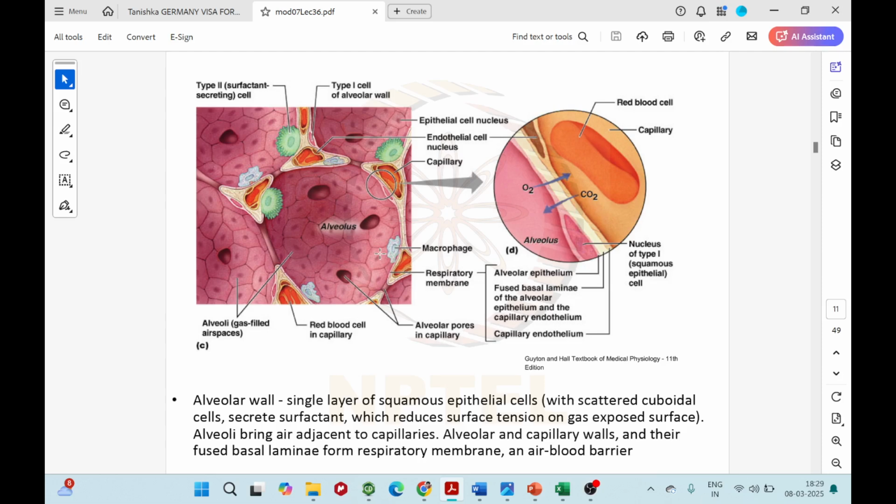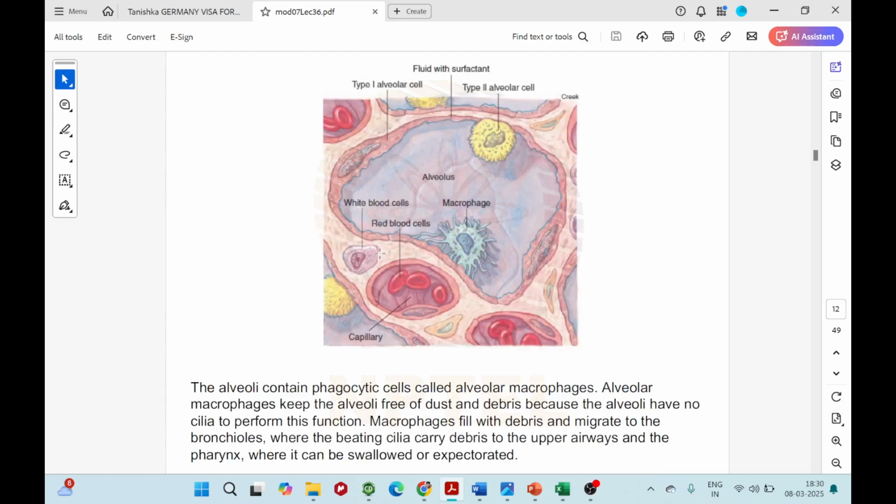So what do these macrophages do? We have talked about the dust particles or undesired molecules which can hamper the airways. Either they are taken care of by the nose, or in the trachea by those ciliated cells which send the dust particles into the pharynx. If a dust particle has escaped from both of those places, or whatever remaining has come to the alveolus, these macrophages engulf those dust particles and travel to the pharynx and again go to the alimentary canal. So that is why these macrophages are also present in the alveoli.